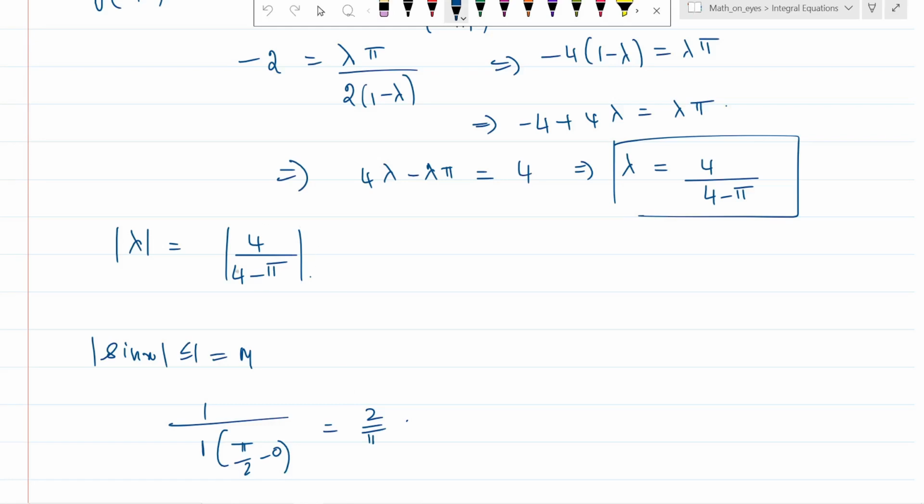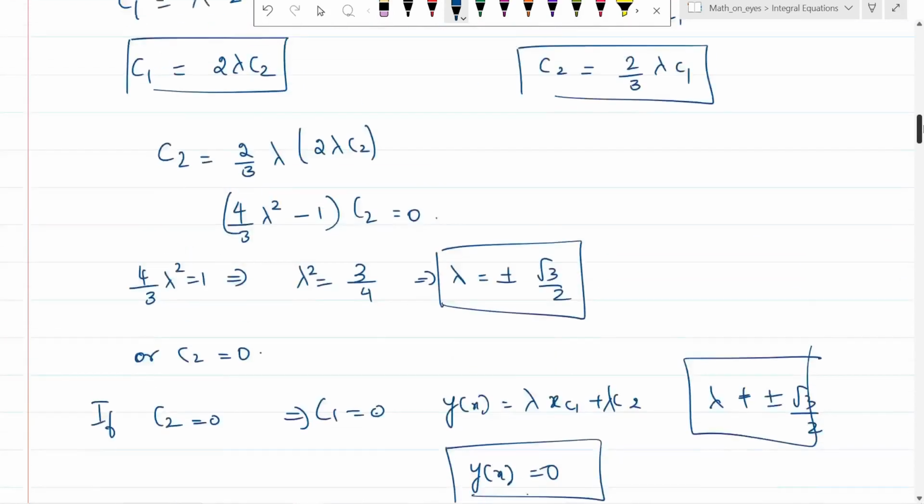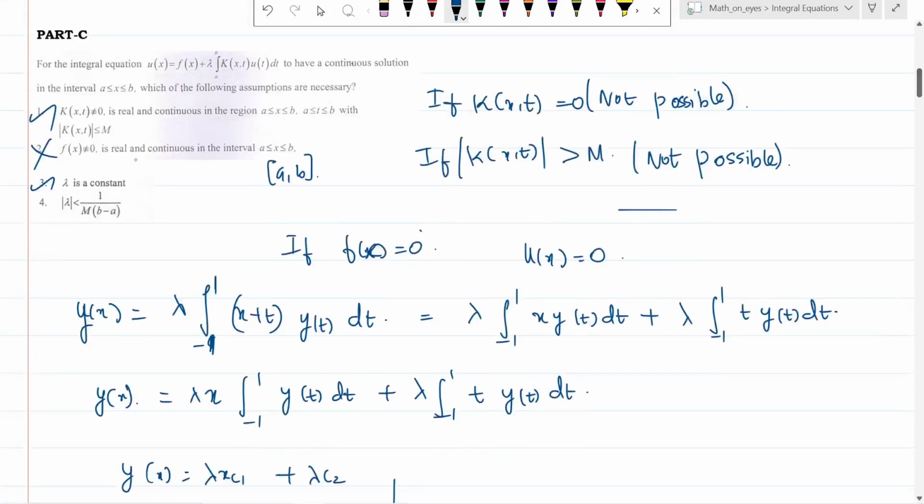Now this 4 divided by 4 minus pi is strictly greater than 2 by pi. When you find the value, it is strictly greater than 2 by pi, which is equal to 1 divided by M into b minus a. So we find modulus of lambda is strictly greater than 1 by M into b minus a. But we are asked whether modulus of lambda is less than. Now this option is wrong.